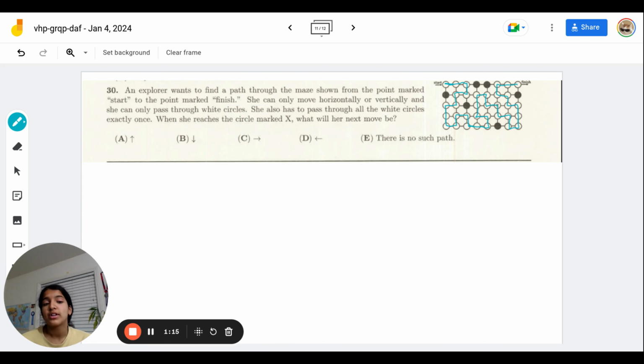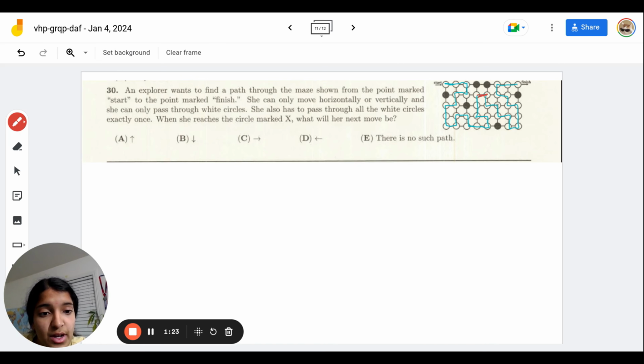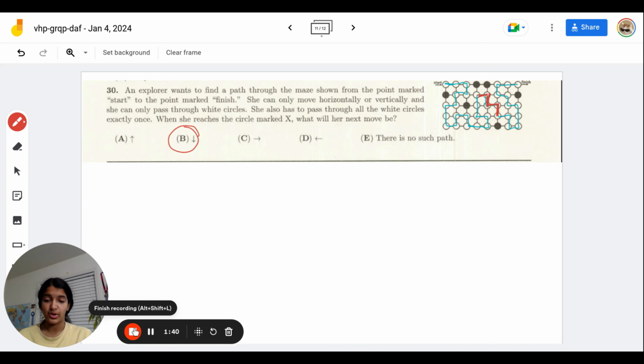So the circle that we're going to look at is the one that has the marked X. So we see how we move. We moved to the side over here, and then we moved down right here, moved to the side, hitting the X, and at the X marked circle, we move down. So when we look at all of our options, B shows the moving down part, so the answer for this question would be B.